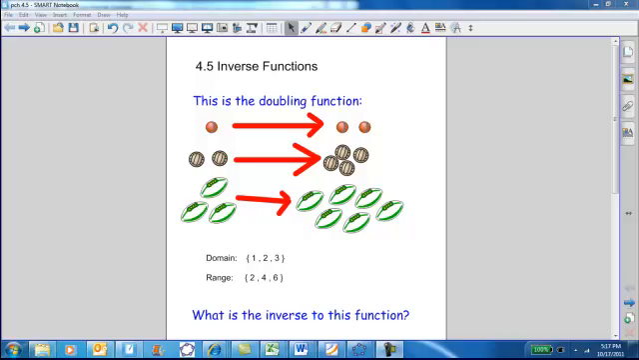Welcome, Pre-Calc Honors students, to inverse functions. Now let's take an example right away. This is the doubling function. It takes 1 to 2, 2 to 4, and 3 to 6. Its domain is 1, 2, 3, and its range is 2, 4, 6.